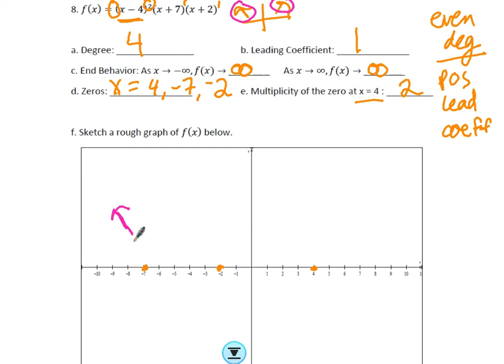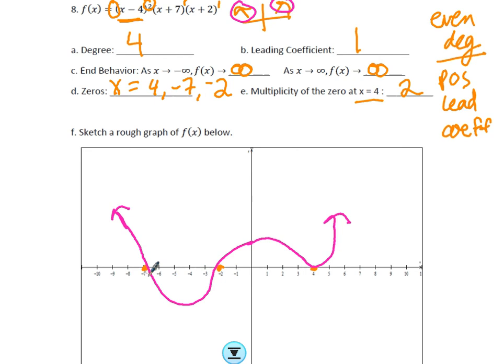We go straight through at -7, straight through at -2, and bounce, just turn around at 4. Okay? And so my graph isn't perfect, but that's the idea of what this is going to look like. These are really just sketches. The y values don't matter, which is why there's no y-axis here. This is just sort of a sketch.